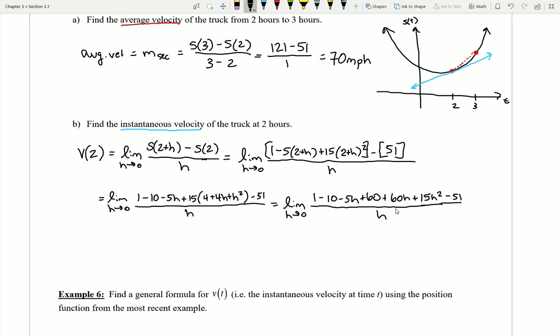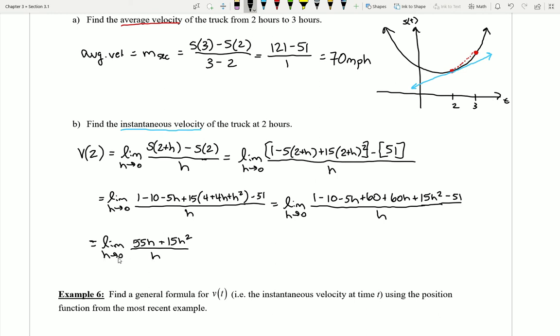Okay, let's simplify this down as much as we can. Let's start by taking a look at the constants that we're going to be left with. We have 1 minus 10, so that's minus 9. 60 minus 9 is 51. 51 minus 51 is 0. Oh, great, we're just left with 0 on that. Minus 5h plus 60h is 55h. And then we have 15h squared. I can make my fraction bar a little bit shorter, and we're just over h.